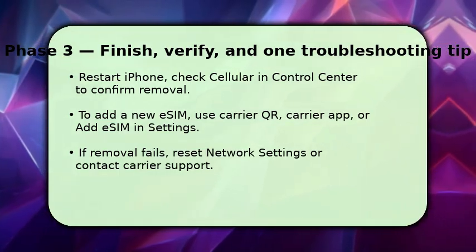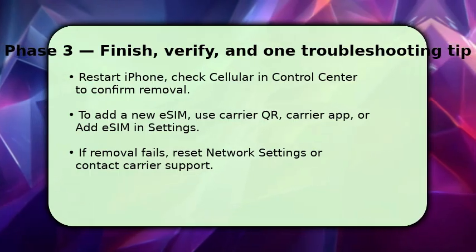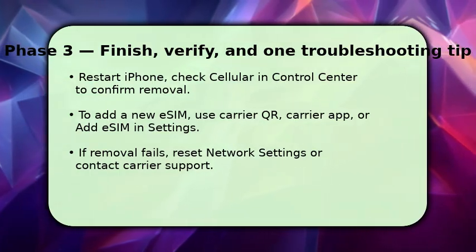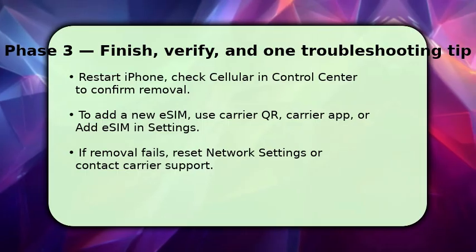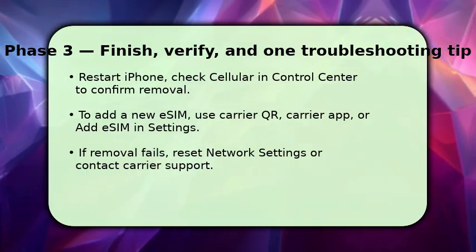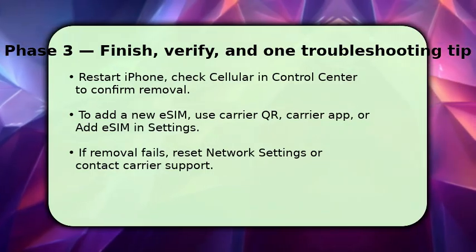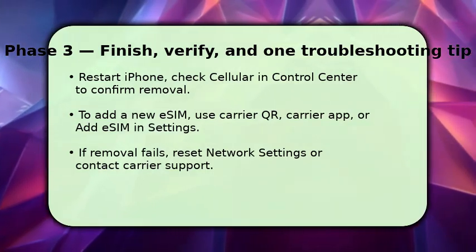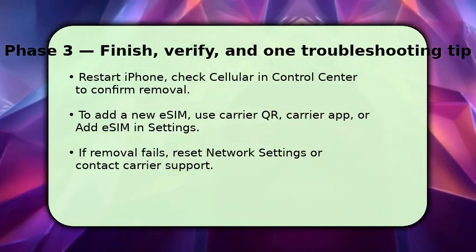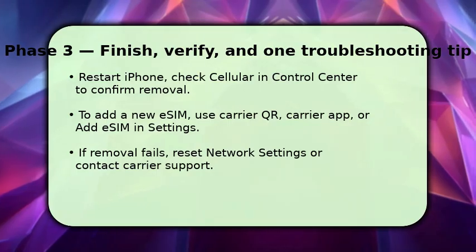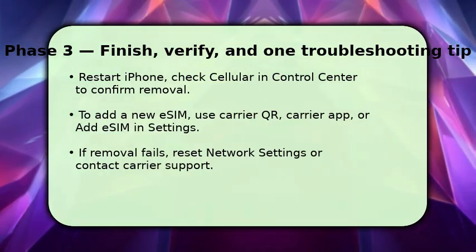If you need to add a new eSIM, use the carrier QR code, the carrier app, or Settings Add eSIM and follow the activation prompts. If the plan won't delete, try resetting network settings to clear stuck profiles, and if that fails, contact your carrier. They can clear the eSIM from their side or provide a replacement activation.